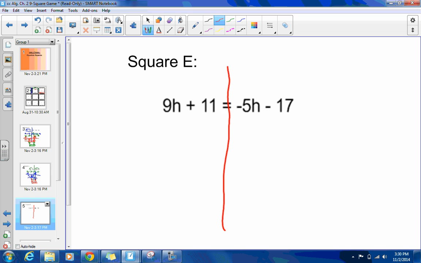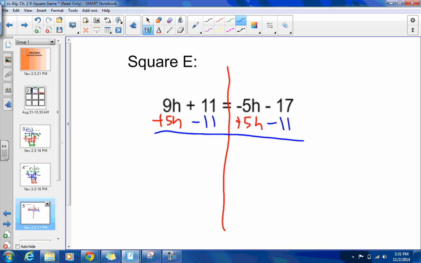All right, so we're going to start off, and I'm going to do these two steps in one step, so follow along with me. If you see here, we're going to try and get rid of this negative 5h, so we're going to add 5h to both sides. But I'm also going to try and get all the numbers to the right side, so I'm going to get rid of this plus 11. I'll do this one in blue so you can tell the difference. We're going to subtract 11 from over here and subtract 11 from over here.